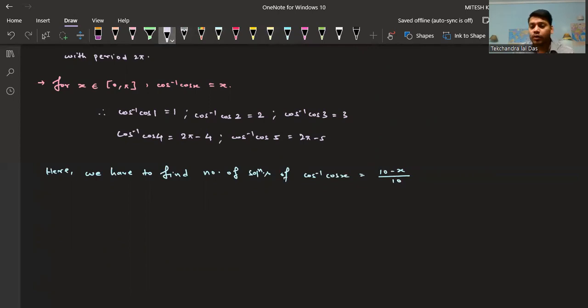So solving an equation by the graphical method means what? What is the meaning of number of solutions? We'll draw the graph of this function as well as this function, and we'll check the number of points of intersection.